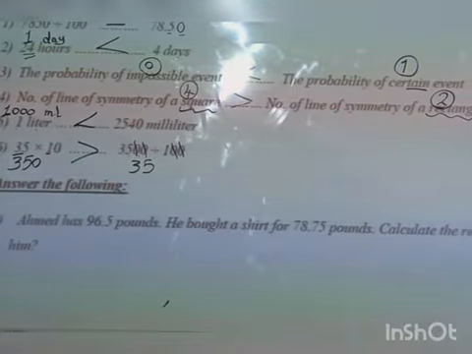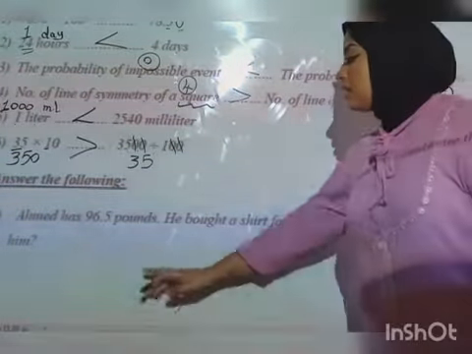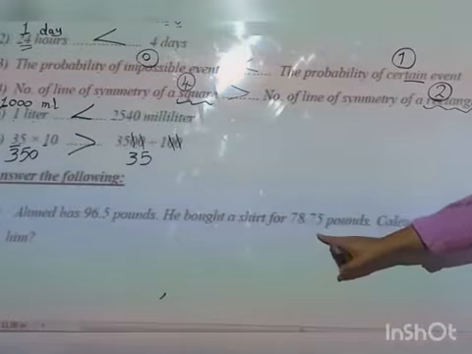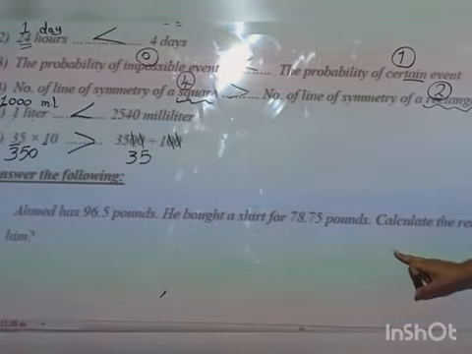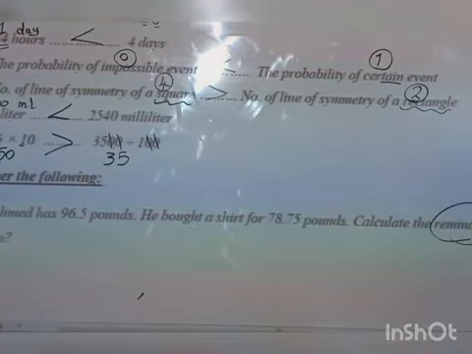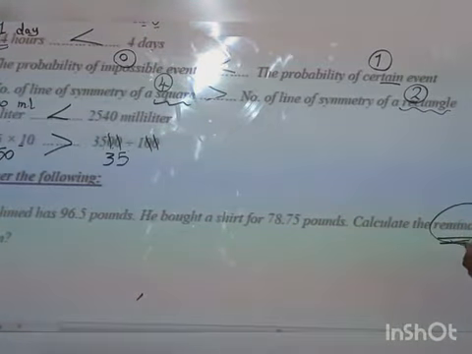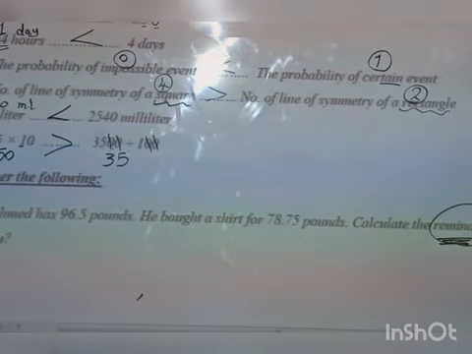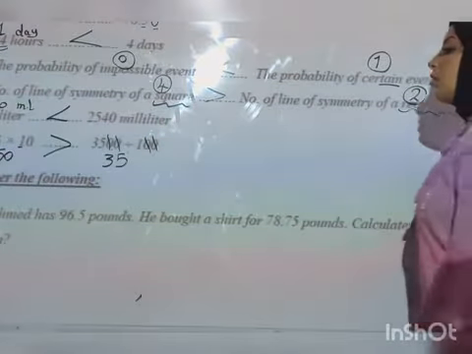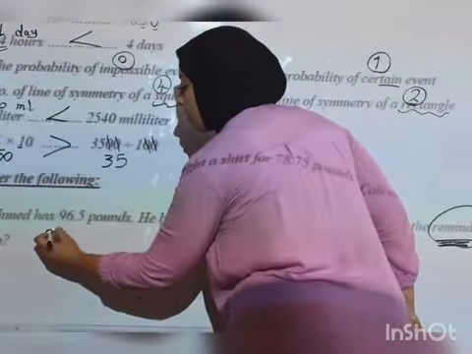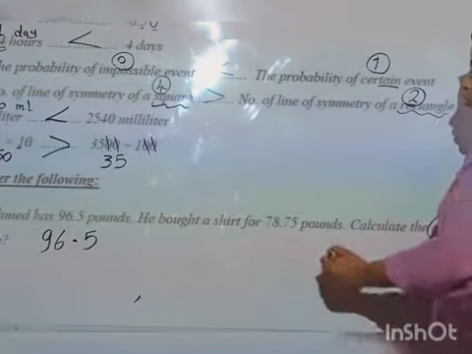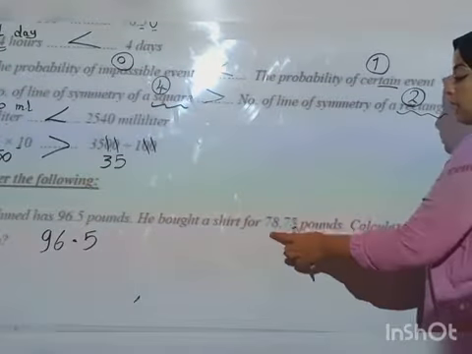Answer the following. Number 1, Ahmed has 96.5 pounds. He bought a shirt for 78.75 pounds. Calculate the remainder with him. The remainder here means we will make a subtraction. So we will take the greater number, which is 96.5, minus the smaller number, 78.75.